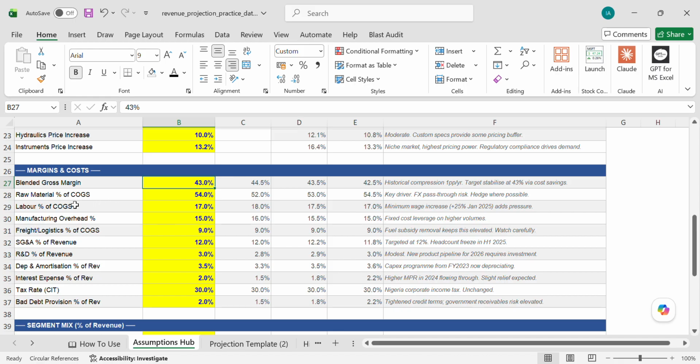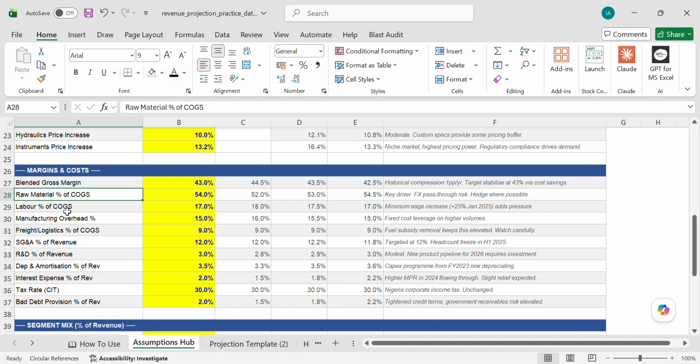Raw material as a percentage of revenue is 54. You can see it has been 52, 53, and it has been increasing, so we are capping it. Let's check. The average has been 53.2, so we are capping it at 54. Key driver: FX pass-through risk, hedge where possible. We know that some of this raw material is going to be impacted by FX transactions, foreign exchange, due to importation and export and all of that.